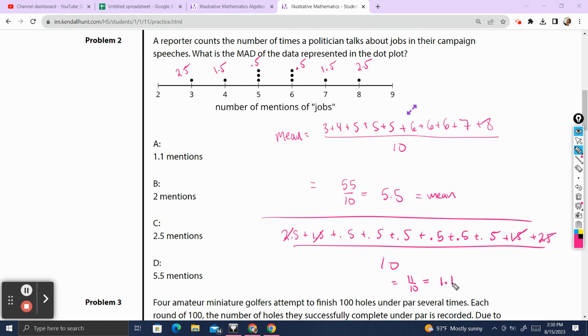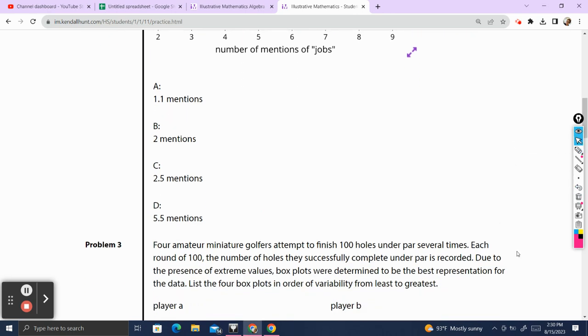Feel free to pause this video to slow down if you need to review this a second time or identify the mental math that I did in the problem. If you have any questions, put them below and I'd be happy to help. Because taking the mean of this got us 1.1, our MAD, or mean absolute deviation, is going to be 1.1. Let's go on to the next question.